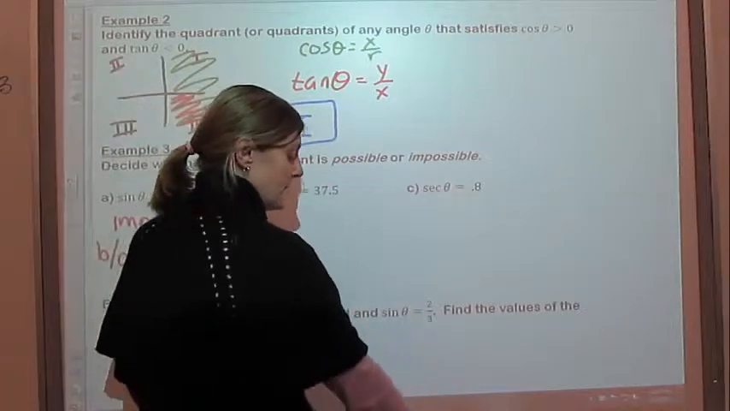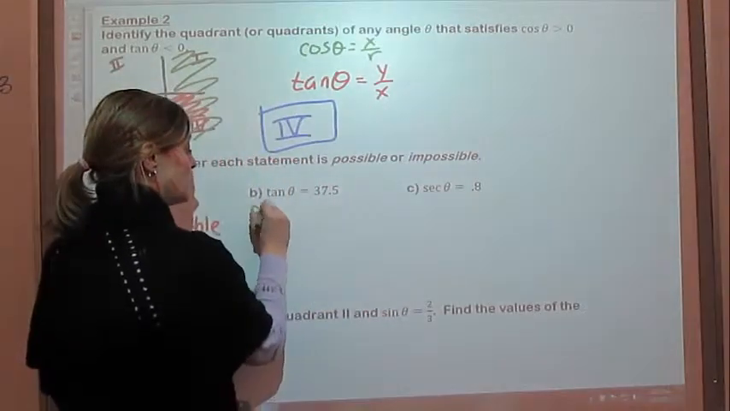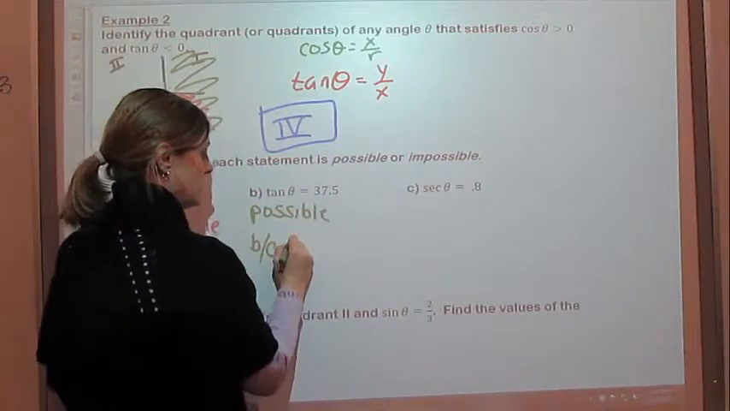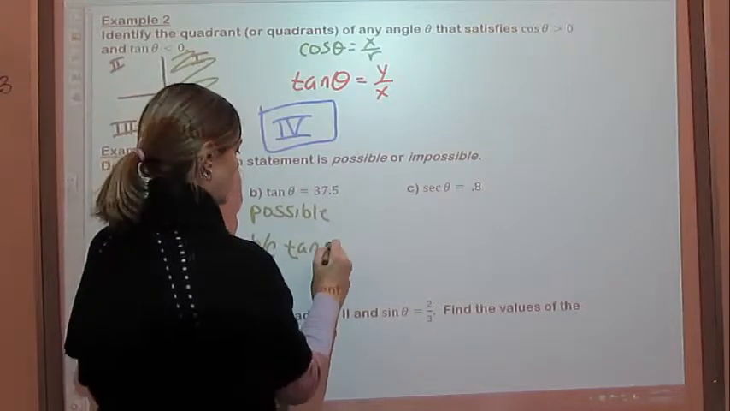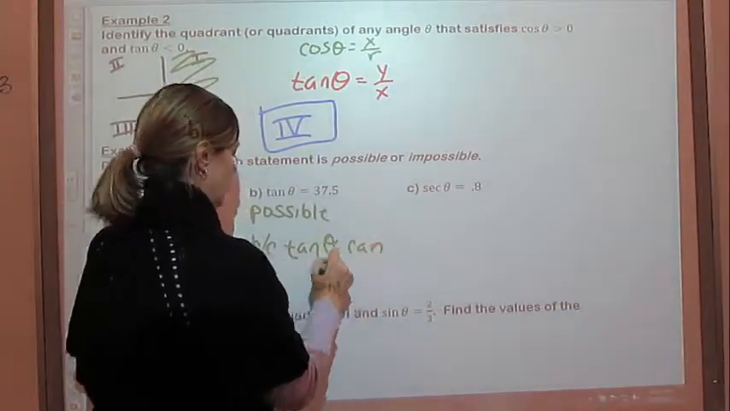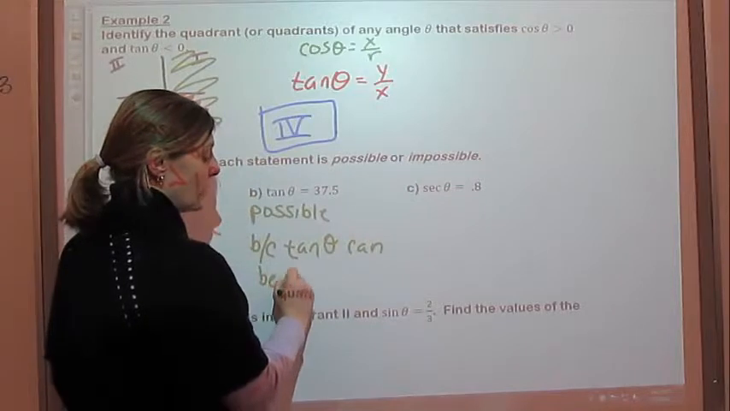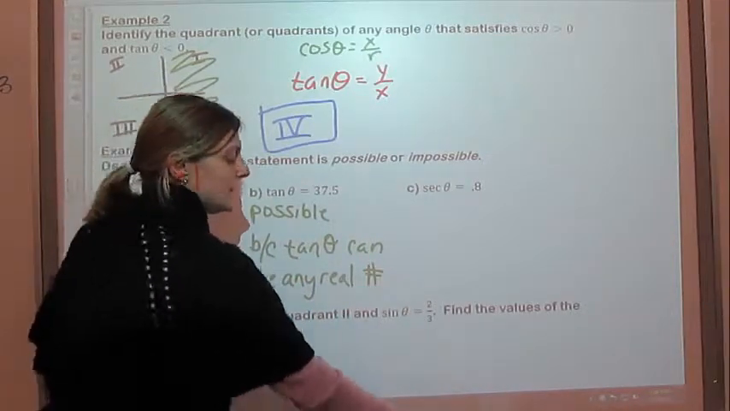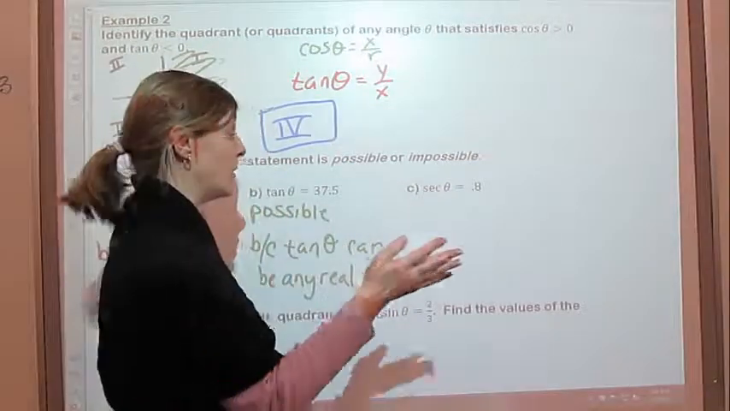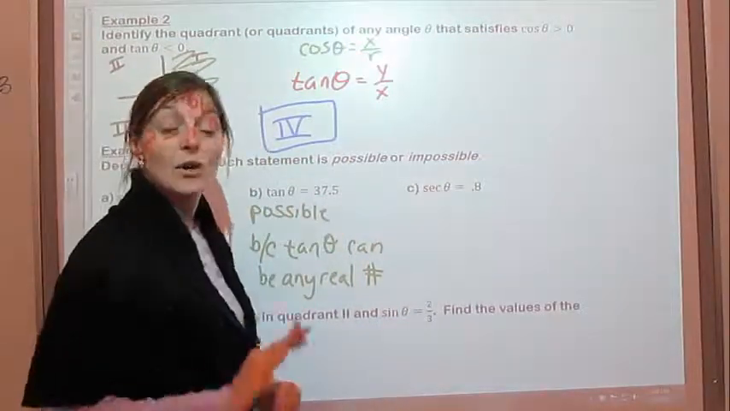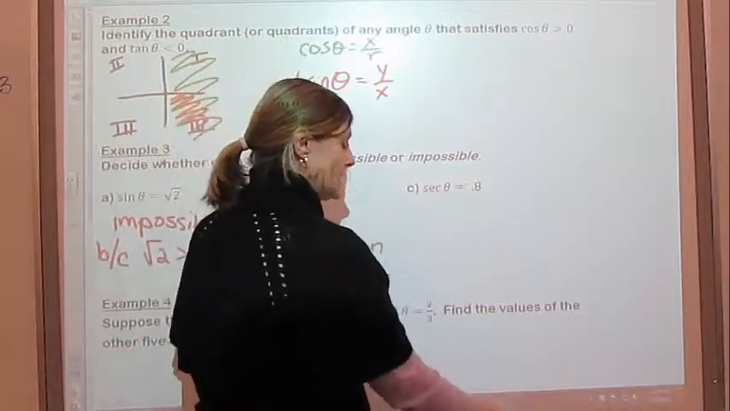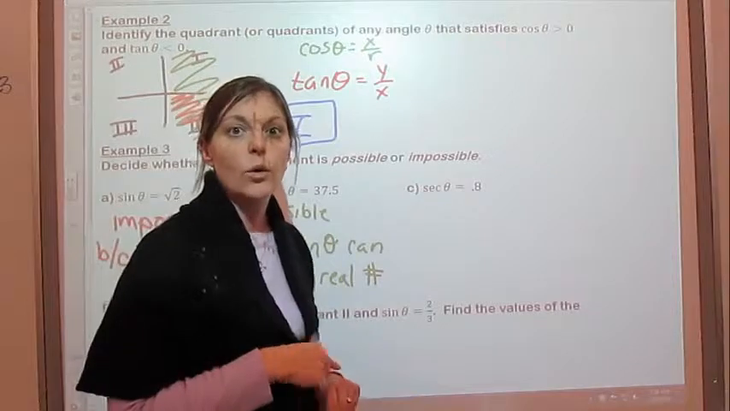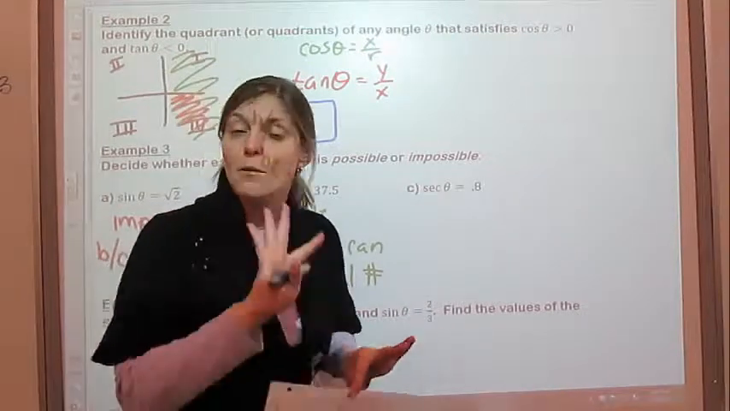All right, tangent of 37.5, that's possible because tangent of theta can be any real number. Okay. Tangent of theta can be any real number, so as long as that didn't have an i with it, it's good. All right, and then secant of theta is equal to 0.8 or 4/5, however you want to look at that.